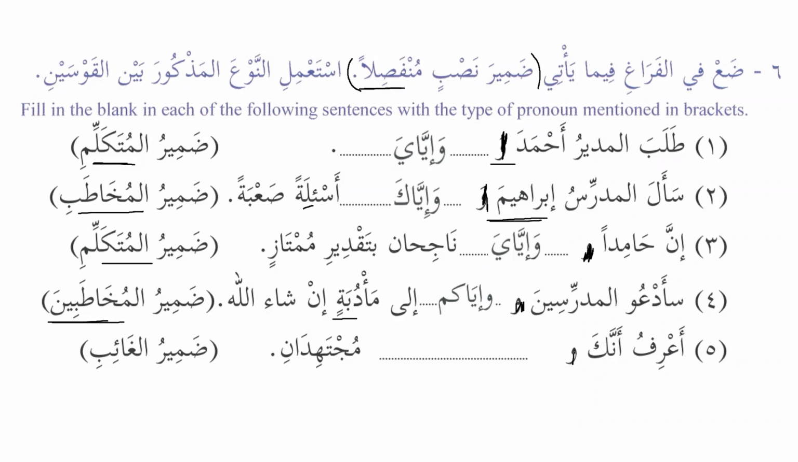أعرف أنك, I know that you, and now we have to use ضمير الغائب. Excellent. أعرف أنك وإياه مجتهدان. I know that you and him are hardworking. Now, what's the reason why we have to use the detached pronouns? What is the reason?